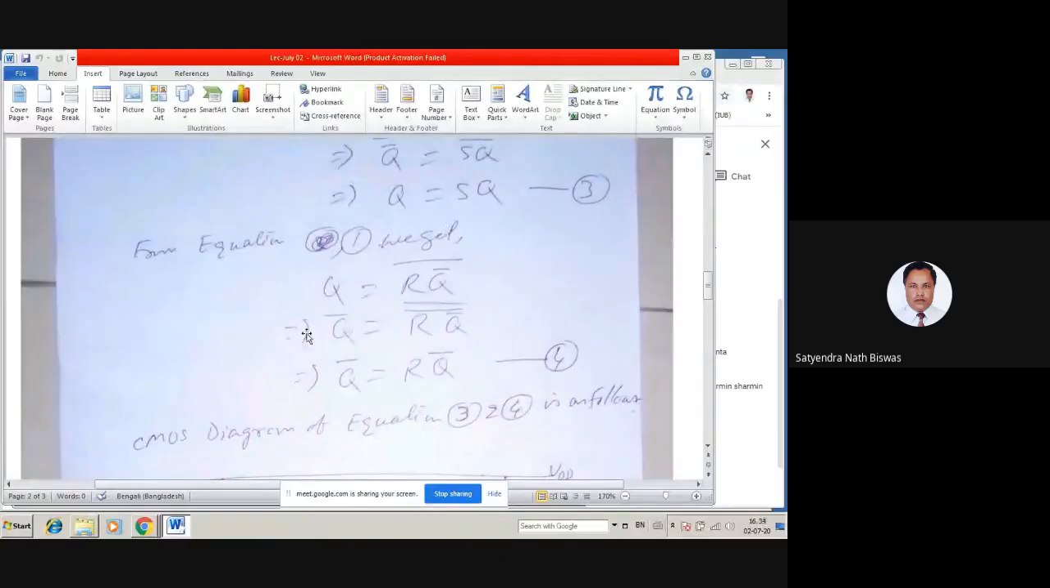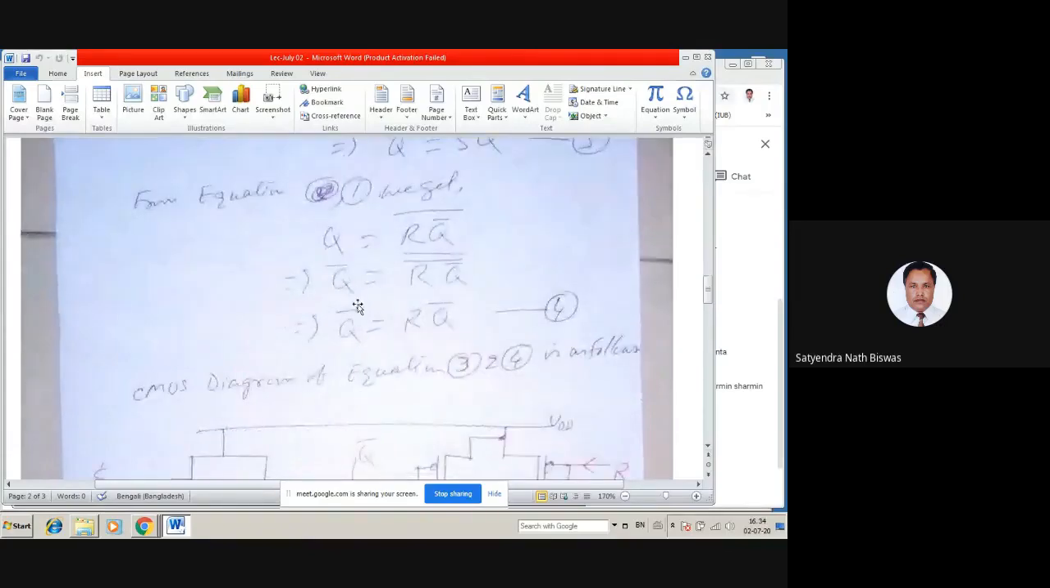Now equation number 1 was Q is equal to R, Q bar and whole bar. We'll do the same thing. We'll put the bar on both sides. So then the left side will be Q bar is equal to, on the right side the double bar will be cancelled out. So in here, the left side will be Q bar is equal to the right side, R Q bar. So in this case, these are AND gates.